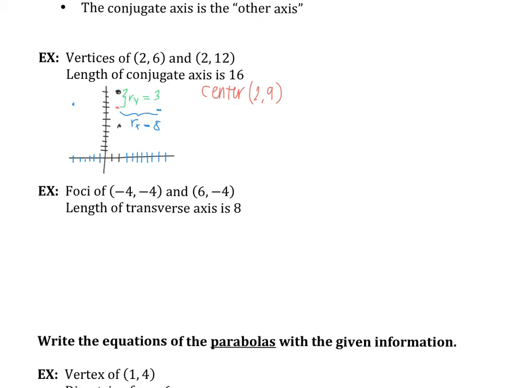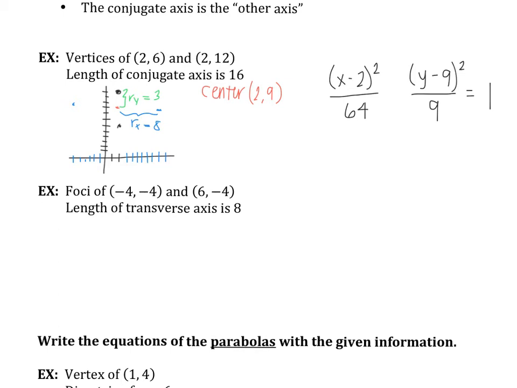So I can now write my equation. I know my center, so (x minus 2) squared. I know this one's going to be y, oops, that should be a y. (y minus 9) squared, equals 1. I know my Ry is 3, so 3 squared is 9. I know my Rx is 8. 8 squared is 64. Now I have to worry about the sign.